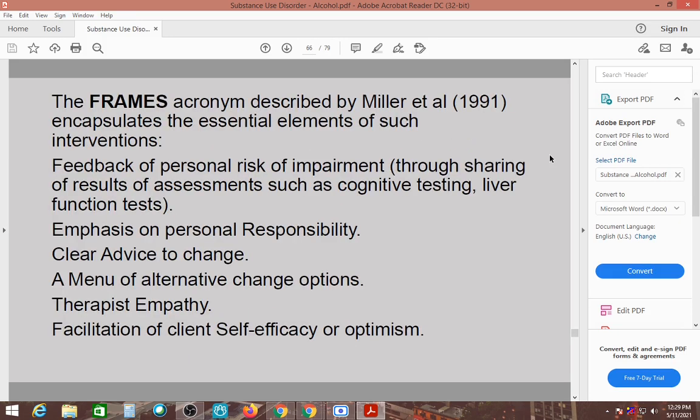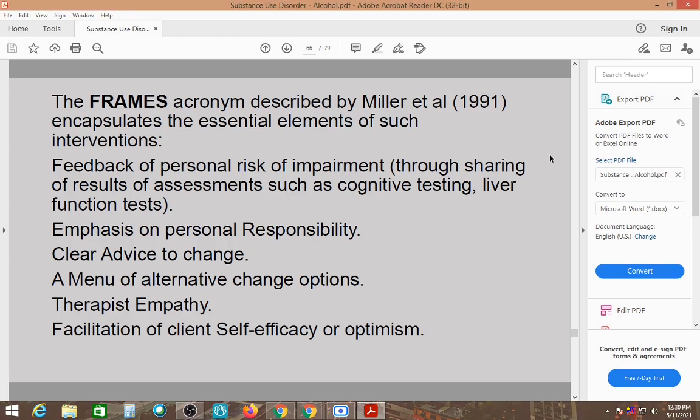Okay. So what happened here? Now let's see this. The FRAMES acronym. You all know about acronyms. The FRAMES acronym described by Miller et al. in 1991 encapsulates the essential elements of such intervention. Any intervention that a person needs. So the acronym Miller et al. have given this. Now let's see what this is. FRAMES. F.